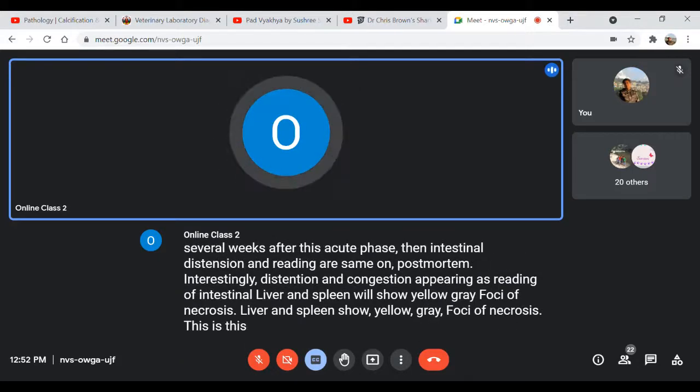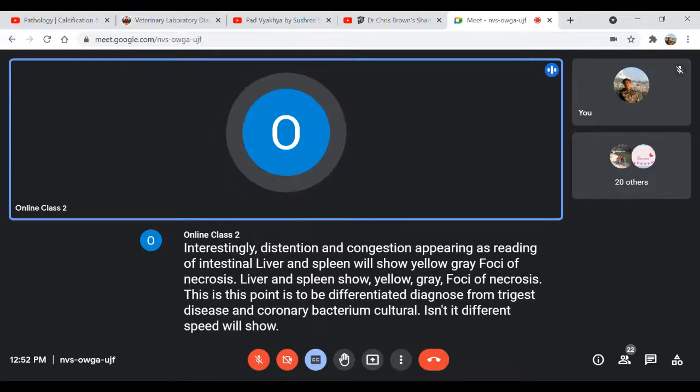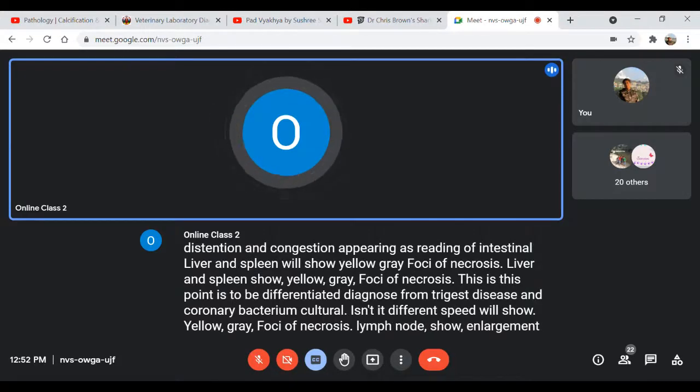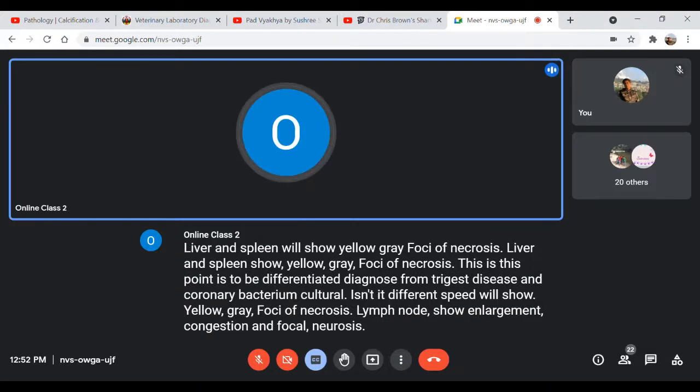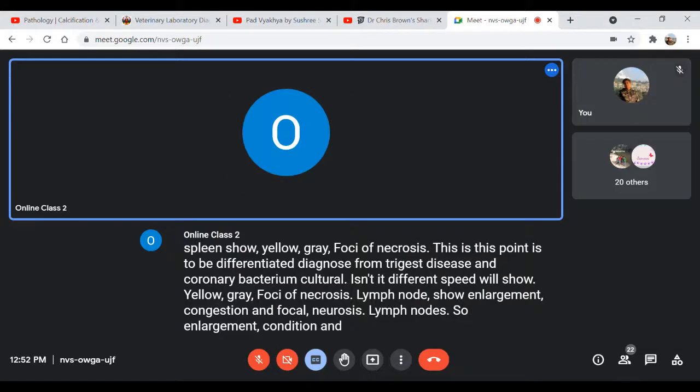This point is to be differentially diagnosed from Tyzzer's disease and Corynebacterium kutscheri, isn't it? Liver and spleen will show yellow-gray foci of necrosis. Lymph nodes show enlargement, congestion, and focal necrosis. And myocardium also can show necrotic changes.